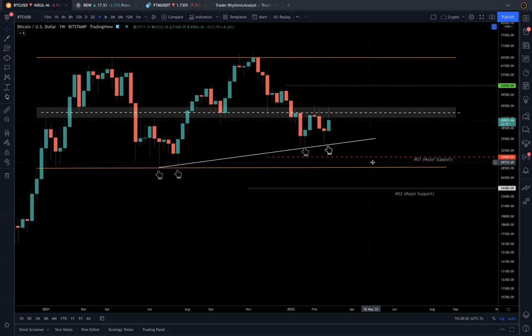In weekly also, the 46K level is required, and the 53K level is required, because then the balance will change. Right now we don't have to think about a doomsday scenario, but at the same time we don't have to think about the moon either. We have to be just observant and vigilant here. That's what I think makes sense.